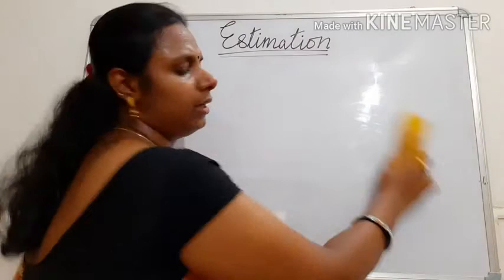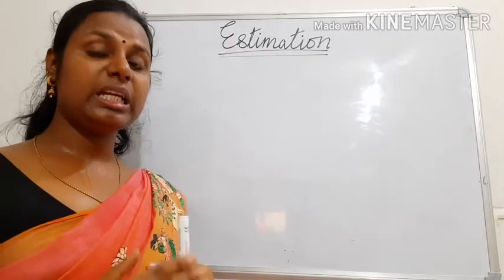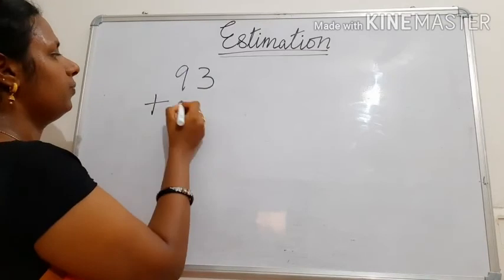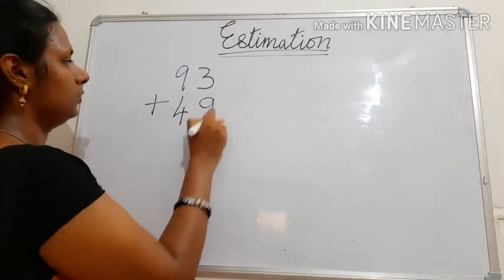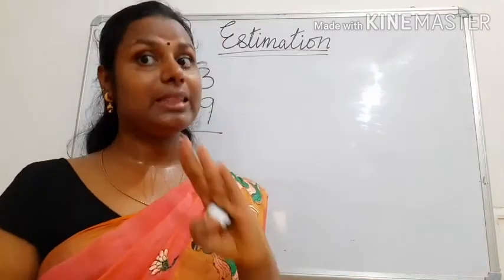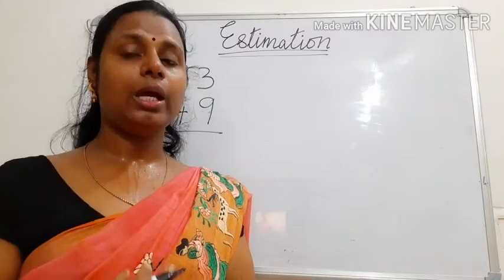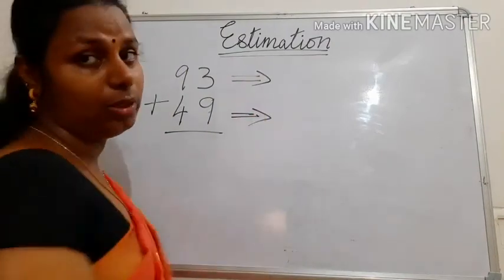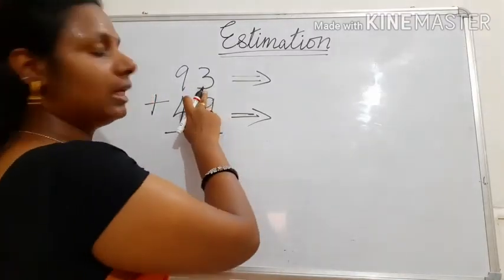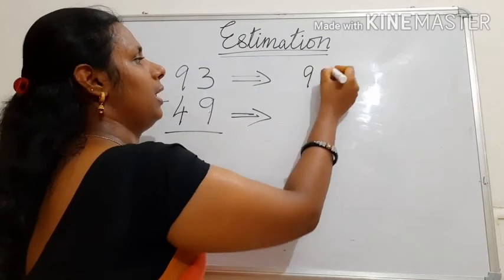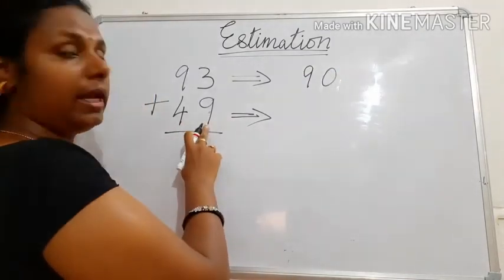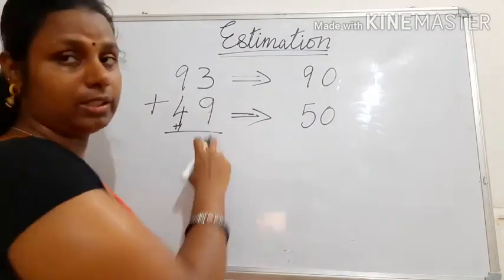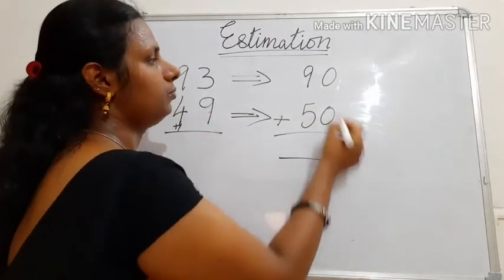Any digits, if they are given, let me change them to the nearest 10, then add the numbers. For example, 93 plus 49. You have to estimate, then add. The question is: estimate the numbers, round off the numbers, then add. So when you round off to the nearest 10, here 3 is there, so this 9 will come as it is, 90. Here 9 is there, so you have to add 1, isn't it? Here 9 is greater than 5, then you have to add, and it becomes 50. Then 90 plus 50 is 140.